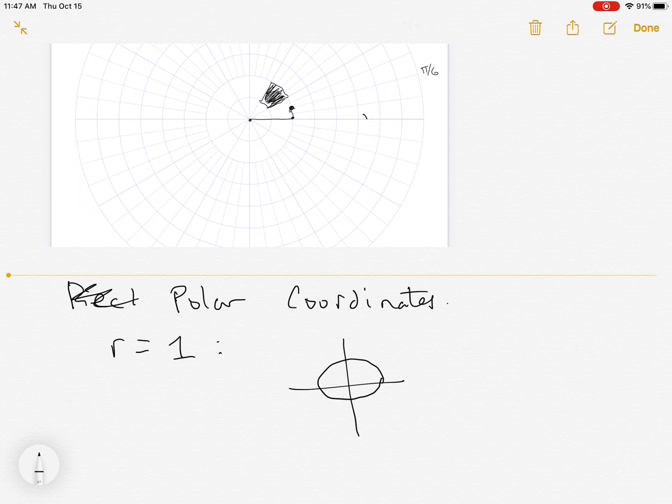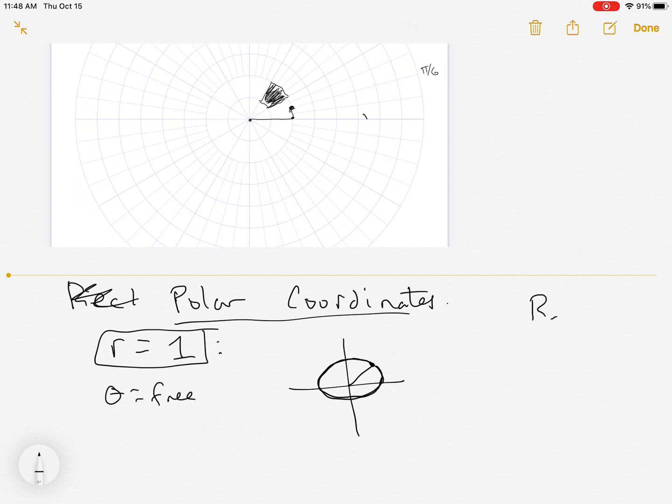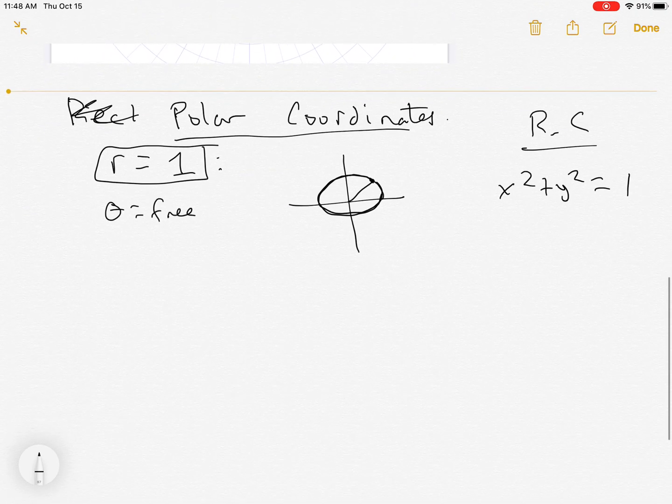Because theta is free. So the distance from O is always 1, and you just let theta go around, so this is the unit circle. Right? So in polar coordinates, this is how you represent the unit circle. And in rectangular coordinates, that's how you represent the unit circle. So you see, we already see a simplification here. Okay.